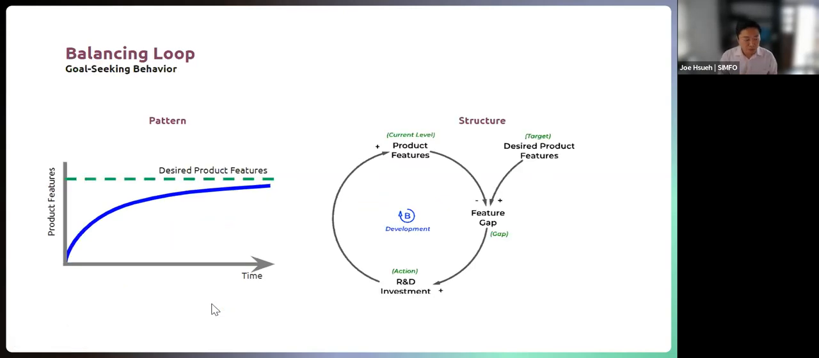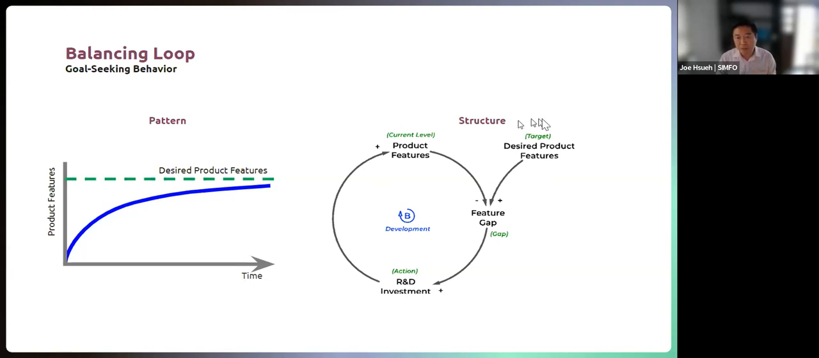The second type of loop, very quickly, is the balancing feedback loop, where the behavior in the system is that we have a goal in the system, and we have a pattern of moving towards that goal. So in this case, I'm a product developer in a company. I have a desired product feature in my mind. Let's say 10. I start with 1. I need to close the gap. And how do I do that? Through various R&D investments. So to map out what I just said in a system language would look like this.